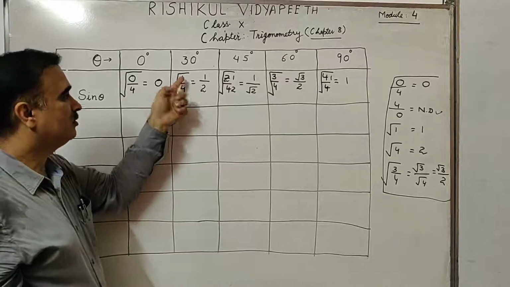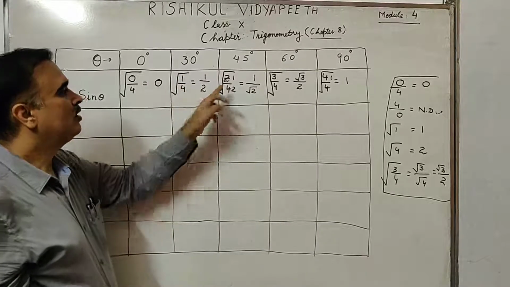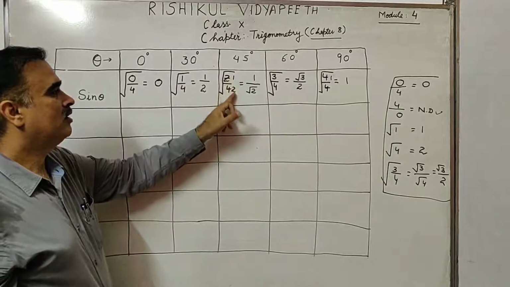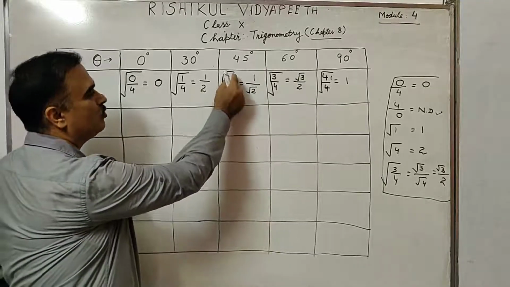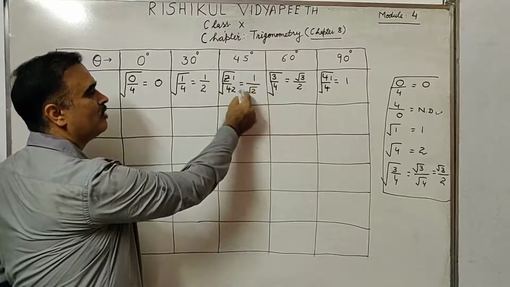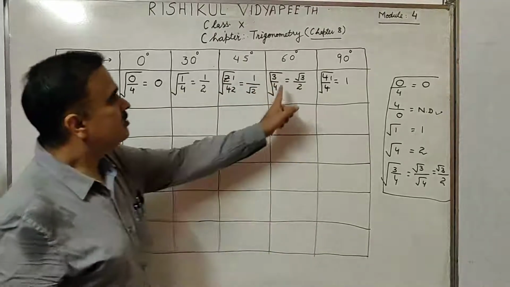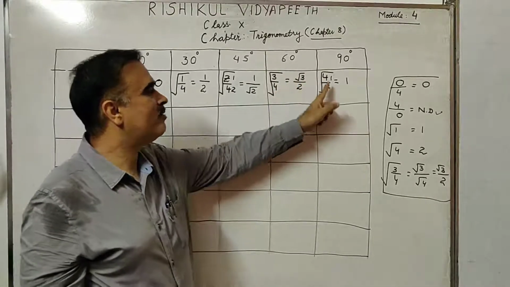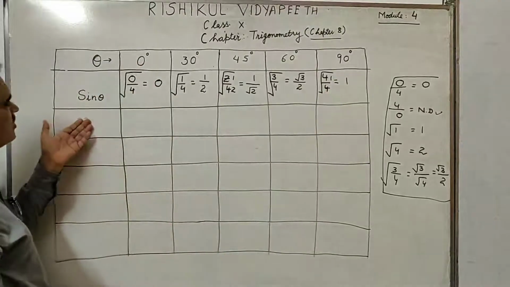1 by 4. Root of 1 is 1, root of 4 is 2. 2 by 4, first cancel, simplify it. Divide by 2, as 4 is divisible by 2: 1 by 2. Then root of 1 is 1 and root of 2 is root 2. Root 3 by 4: root 3 is remaining, root of 4 is 2, and 4 divided by 4 is 1. You know what is the name of the next t ratio?